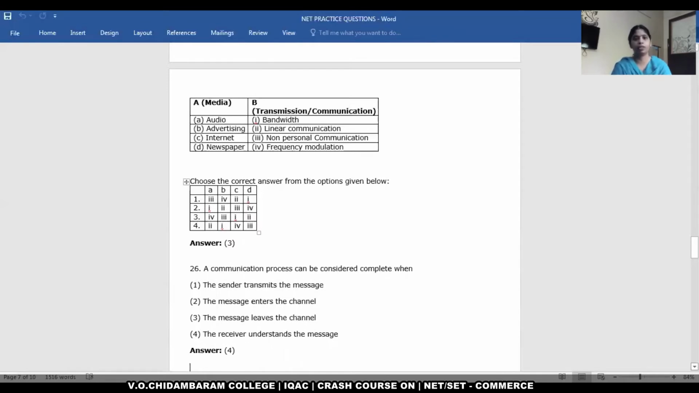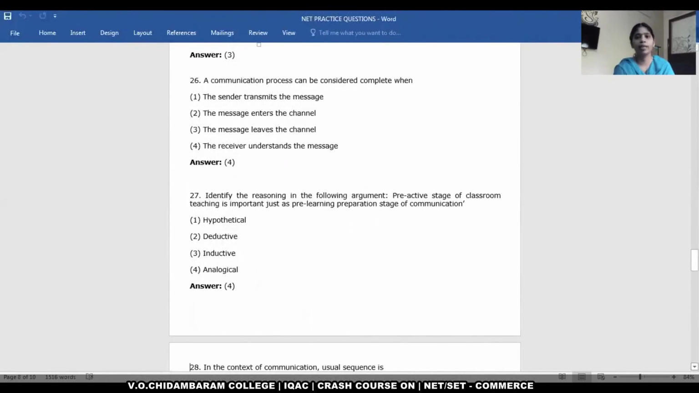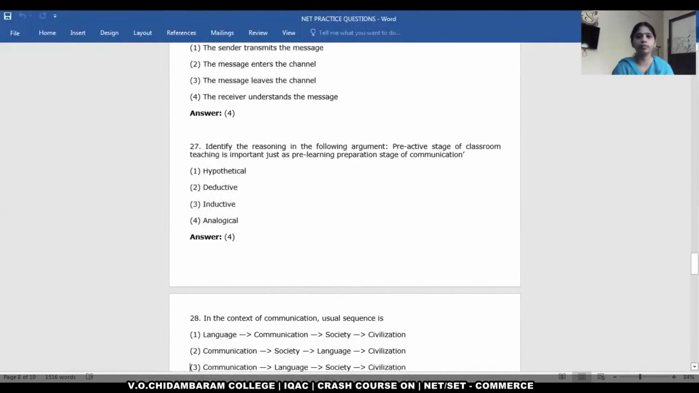Okay, third option. Just look at the option. A communication process can be considered complete when the sender transmits the message, the message enters the channel, the message leaves the channel, the receiver understands the message. It is the fourth option. Yes, of course. Only when the receiver gets the message, the communication process is considered complete. Okay. Now the next question.